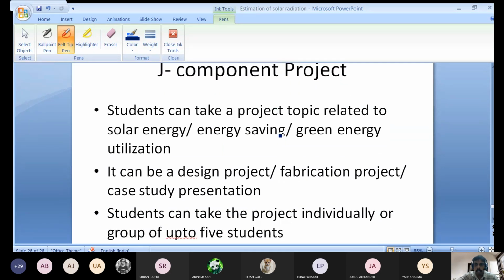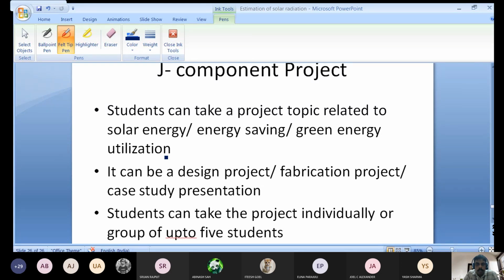So next, I would like everybody to form a topic for your J component. This is a J component subject, right? So as a part of your theory study, you are supposed to take up a small project. That is called the J component project. So related to our topic, okay, solar energy or energy consumption reduction through PV system. It need not be strictly on PV system. Maybe some deviations can also be there, but related to energy saving or green energy utilization, you can have a topic.